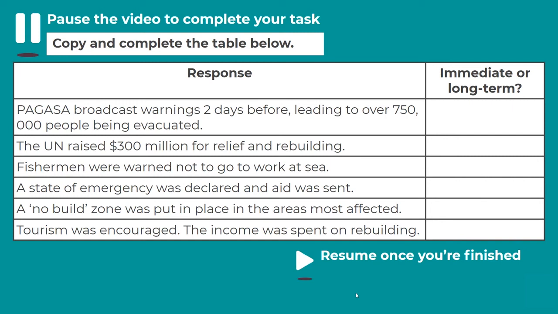So please pause the video. Decide if you think the statements are referring to immediate or long-term responses, and when you're ready to mark your work, please resume the video.